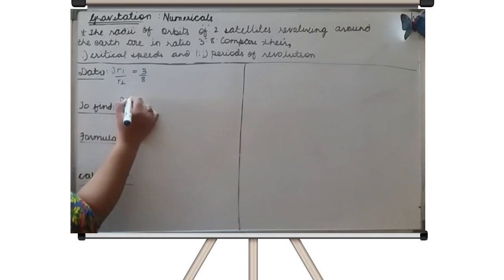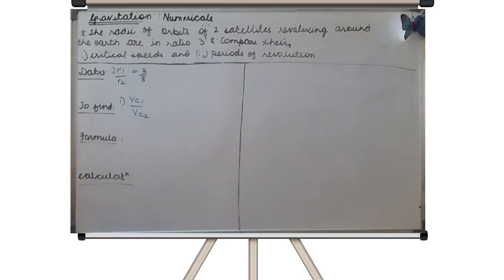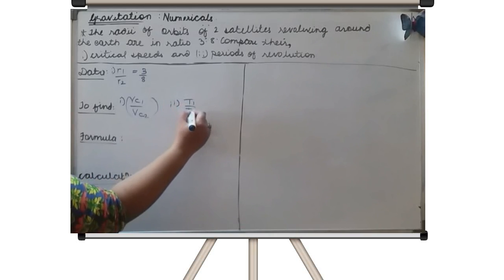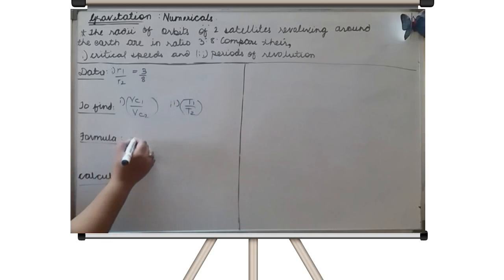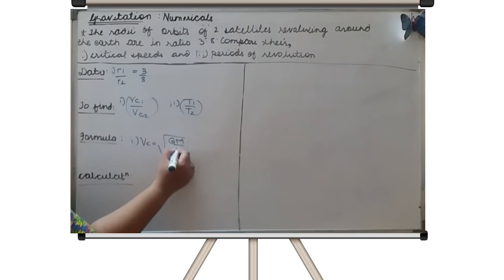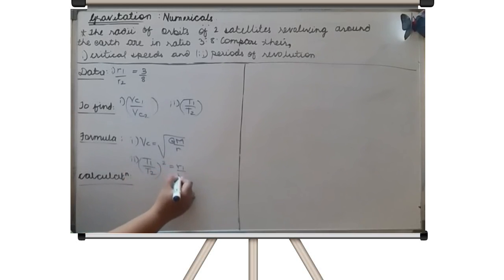We have to find first the critical speed. Second, we have to find T1 upon T2. What are the formulas? First, we have Vc is equal to under root of GM upon R. For second, we have the formula: T1 upon T2 the whole square is equal to R1 upon R2 the whole cube.